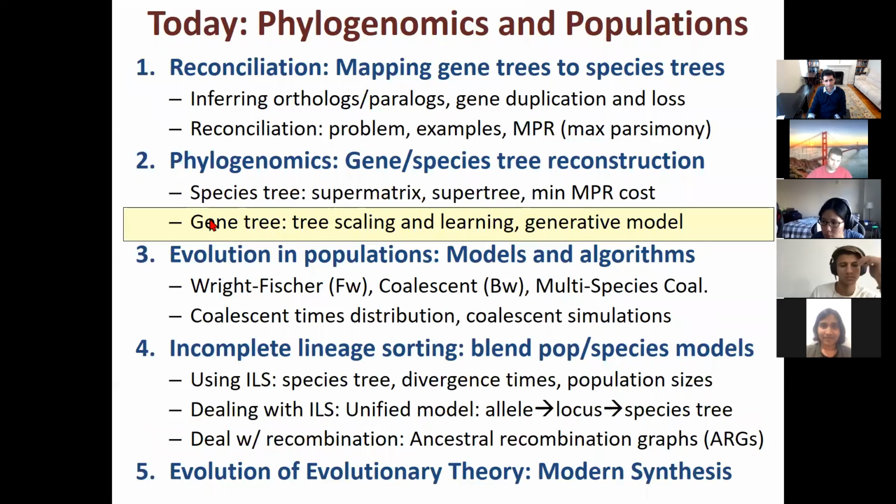So that's at the species tree level. We have now gathered all of this information across many, many different gene trees or gene alignments to infer a species tree. And now we can basically say, well, can I infer a gene tree more accurately using the species tree?